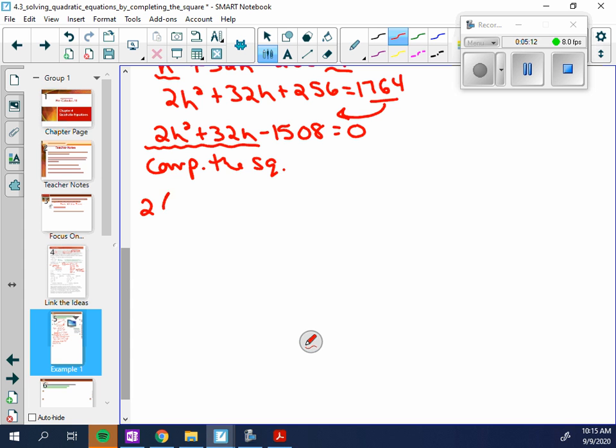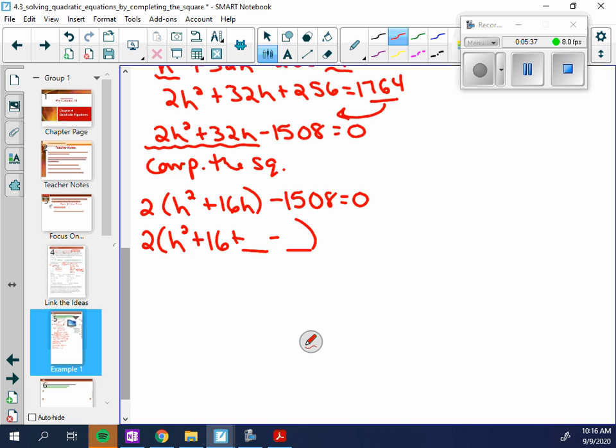So when I pull that 2 out, I would have left an h squared plus a 16h, and I leave my negative 1,508 on the side. Okay, so I only take it out of the first two terms. Okay, and I don't even take out the h. I leave the h in there. Okay, the next step of completing the square is for you to decide what actually makes this a square.